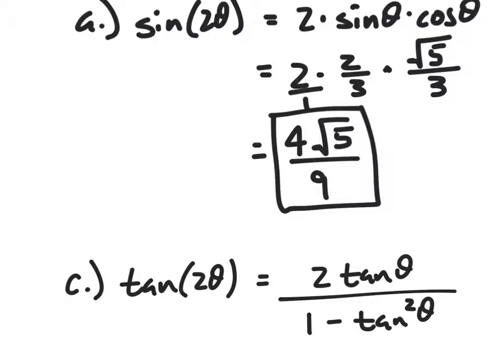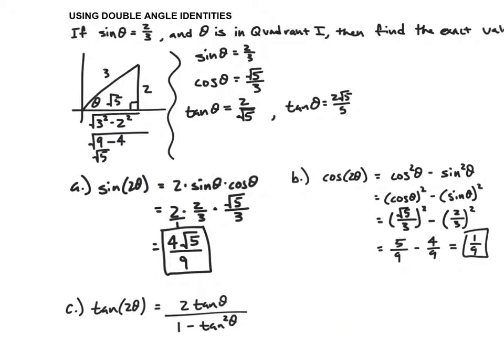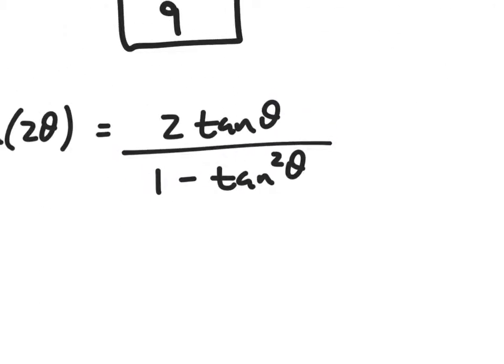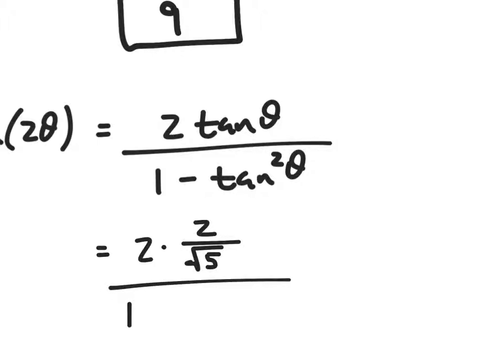All right, and remember, tangent of theta, in order to evaluate this, I'm going to use the 2 over the square root of 5. I could use this guy over here, but that's just going to cause too much pain and anguish for us right now. So let's just go ahead and use 2 over the square root of 5. So replace tangent of theta with 2 over the square root of 5. So 2 times 2 over the square root of 5 over 1 minus the quantity 2 over the square root of 5, that thing squared.